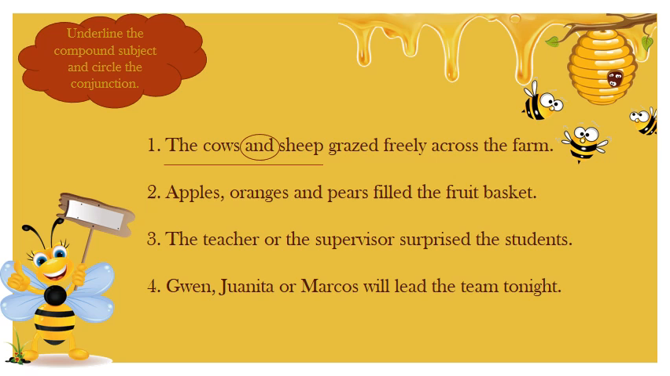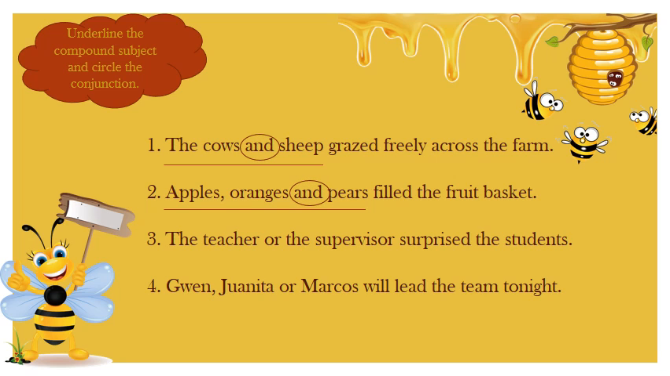Two, apples, oranges, and pears fill the fruit basket. What I'm talking about is apples, oranges, and pears. The compound subject is apples, oranges, and pears. What conjunction did I use to make a compound subject? I used and. So we circle and.